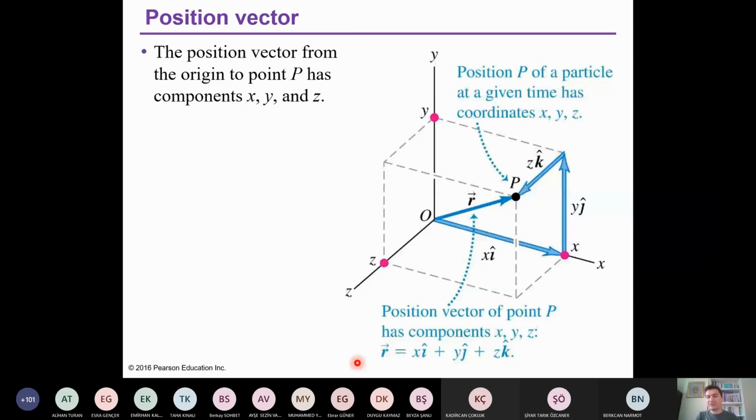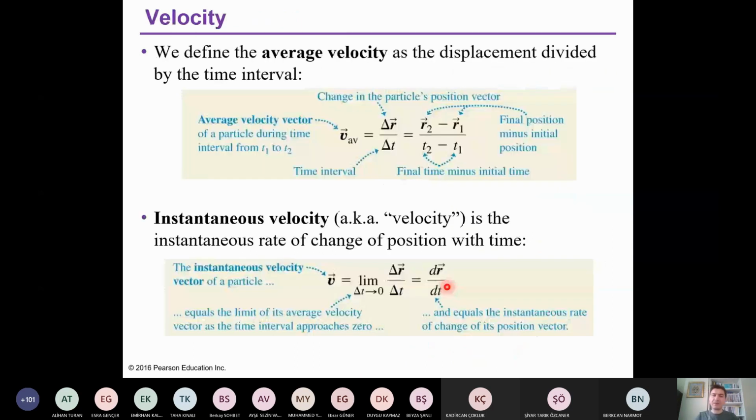But here we have 3 dimensions. So in order to calculate the average velocity in 3 dimensions, we use the change in the particle's position vector over delta t, and it is r2 minus r1, final position minus initial position, over t2 minus t1. So what about instantaneous velocity? Instantaneous velocity is defined when delta t goes to 0, for a very short moment, let's say, and it is given by delta r over delta t, or it can be written as the time derivative of the position vector like this. Do you have any question?